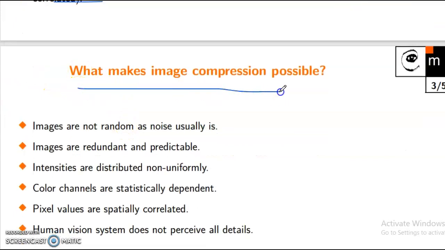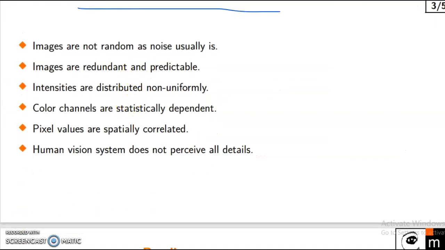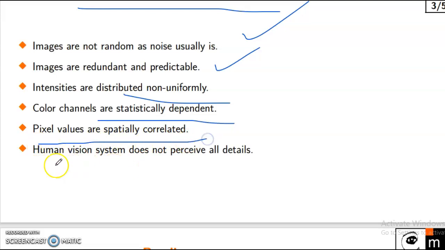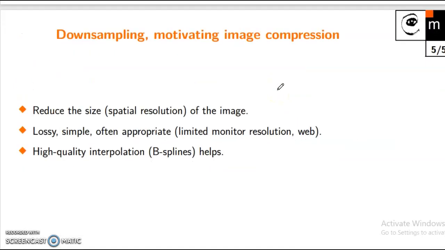What makes image compression possible? Images are not random as noise usually is. Images are redundant and predictable. Intensities are distributed non-uniformly. Color channels are statistically dependent. Pixel values are spatially correlated. The human vision system does not perceive in details.